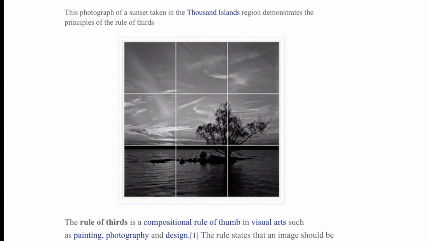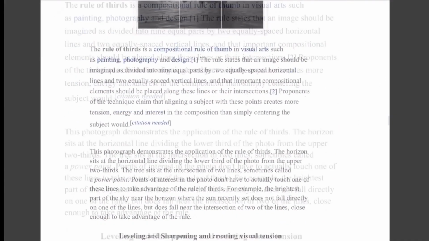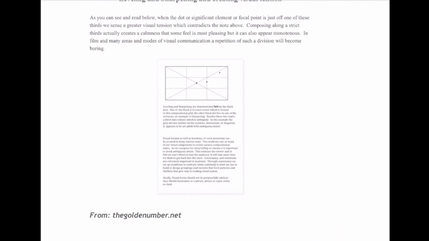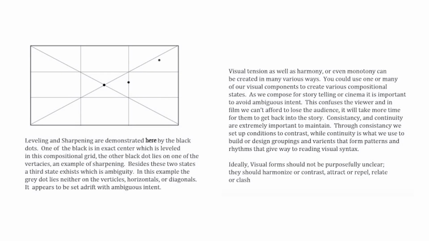So be aware of this breakup, this rule of thirds, of golden section and mathematical relationships. They are there, they occur, and that's good, but it depends on what you want. Now this is an example of leveling and sharpening. But as you can see on the image up above, I did break it into thirds.